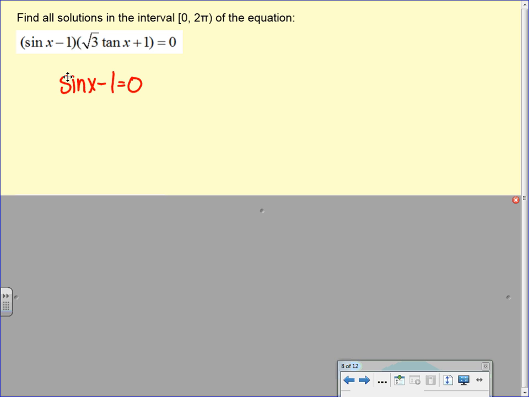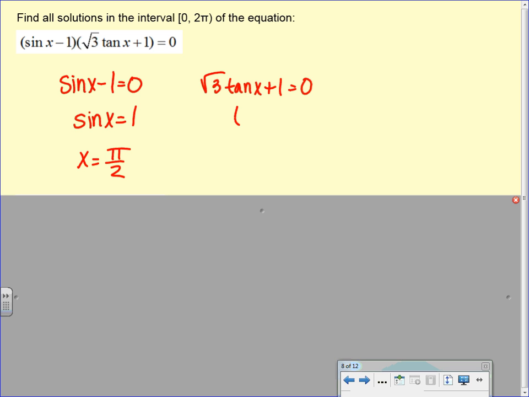So either sine x minus 1 equals 0, and that makes the whole equation equal 0, or rad 3 tangent x plus 1 equals 0, and that would make the whole equation equal 0. So we're just going to solve these pieces individually. And anything that's a solution to either piece is a solution to the whole then. Okay? So sine minus 1 equals 0. That means sine equals positive 1. Where on your unit circle in radians does that occur? Pi over 2. Okay, that's the only answer we're going to get from that chunk.